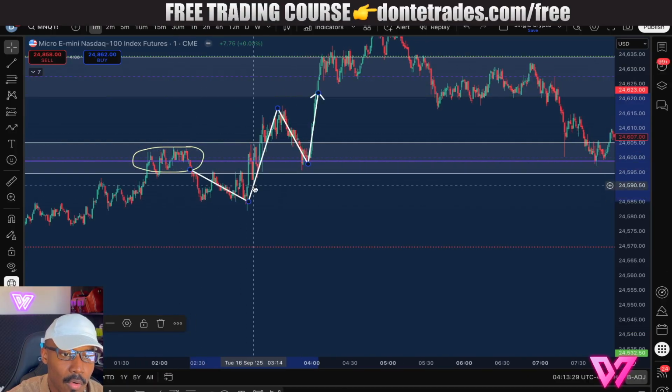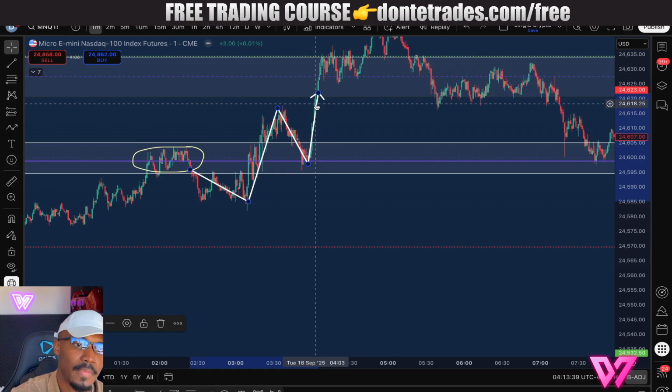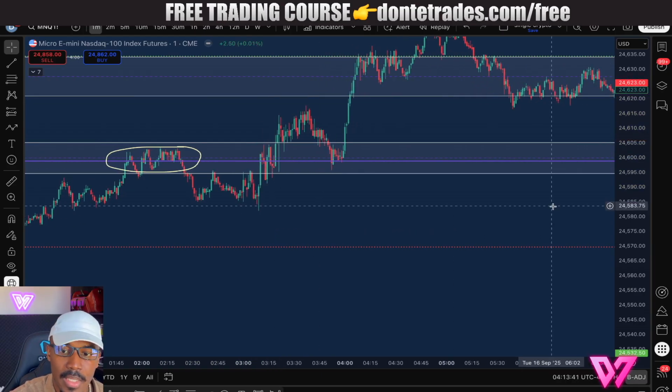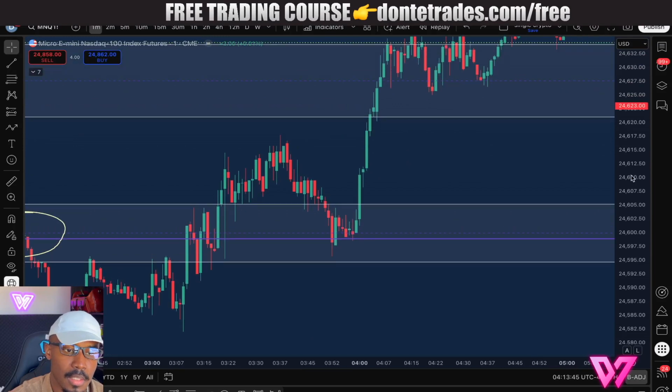So this area here, once we actually broke through this area, I'm looking for the break and the retest of that area to push forward. So that's why we call it a liquidity inverse break and retest, but you have to identify the liquidity first, right? So if we look at that on the candlesticks, how does this actually look up close?